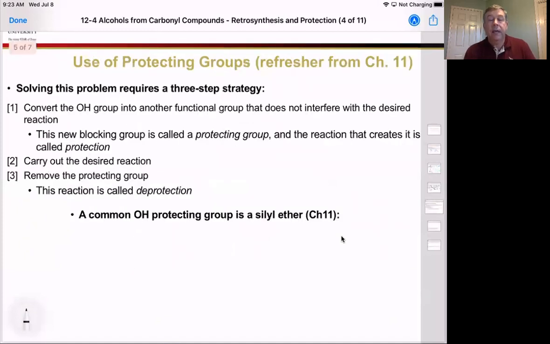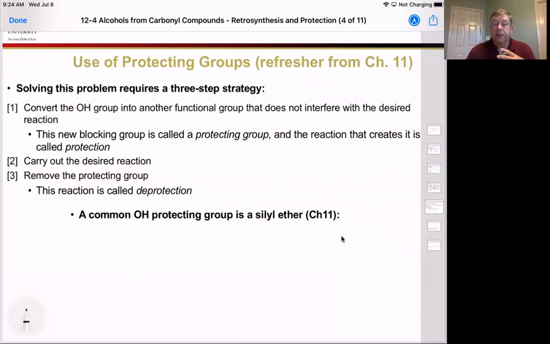Okay, so in the case of alcohols, alcohols are one of the most common groups that we protect. And we're going to show you a strategy for how to protect that alcohol so you can actually use those organometallic reagents to do additional reactions. So the first thing we do is we convert that alcohol group into something that does not have an acidic proton and will not react with a nucleophile.